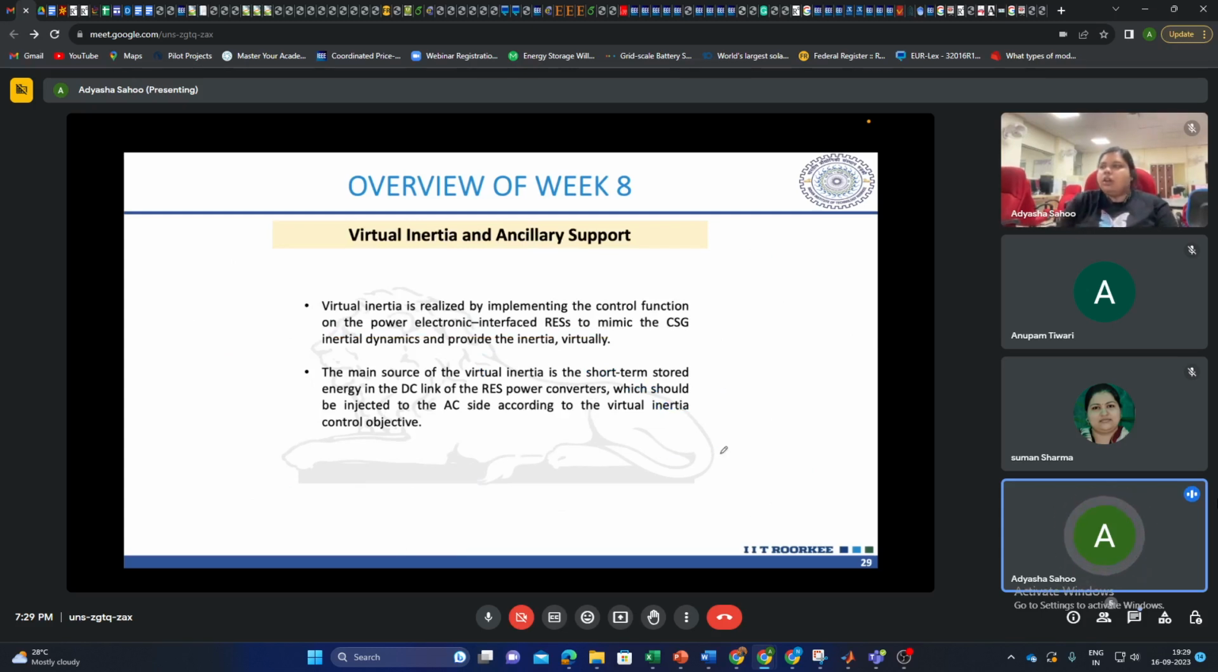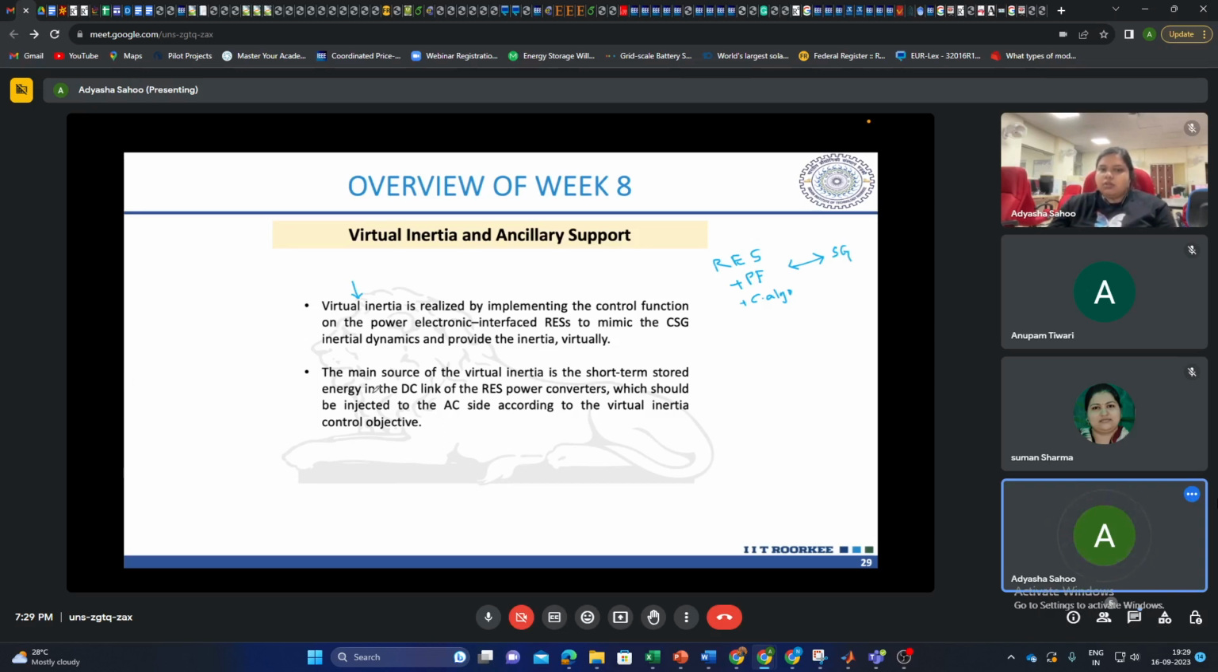So what we are trying to do with this virtual inertia is that these renewable energy resources will behave according to the characteristics of the synchronous generator. So we will do some manipulation: these renewable energy resources, with some power electronic devices and control algorithms, will behave similarly to our thermal or synchronous generators, and that is termed as virtual inertia.